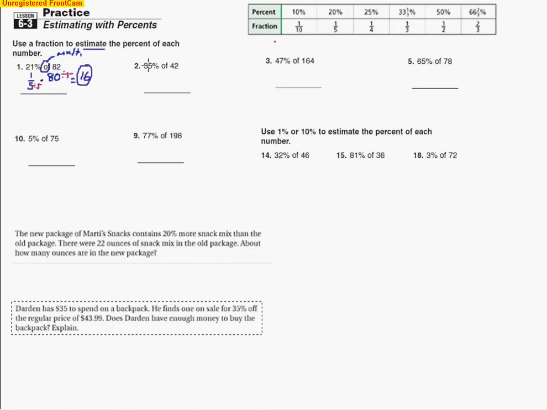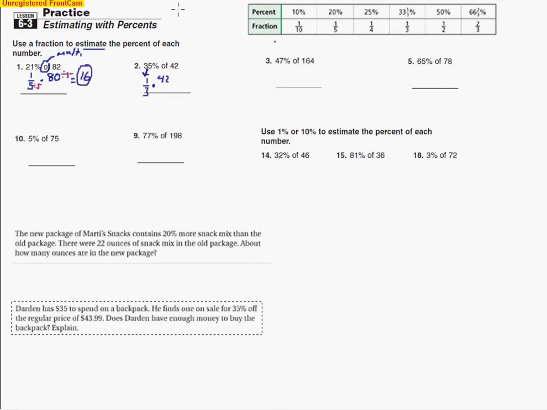Here we have 35%. Let's take a look at what percent that is close to. Well, it's pretty close to this one, 33 1/3, which is 1/3. So instead of using 35%, I'm going to end up using 1/3. And again, that of means to multiply. And we're going to use 42 this time.